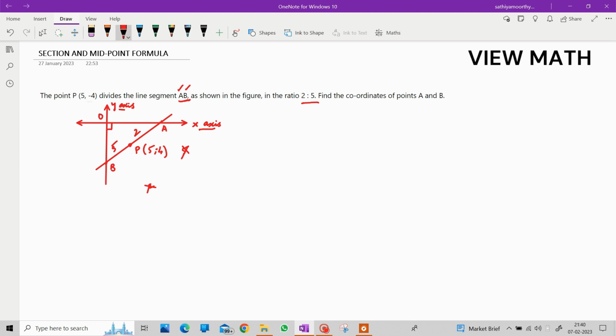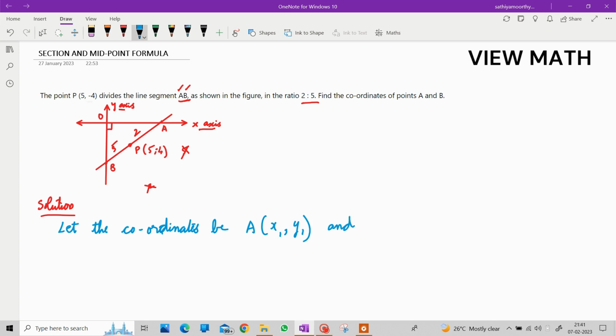Now they are asking us to find out the coordinates of A and B. So let me start. Let the coordinates be, we need to find out the coordinates of A and B. Let the coordinates be A, which is x1 comma y1, and B is x2 comma y2. So we need to find out this coordinate.